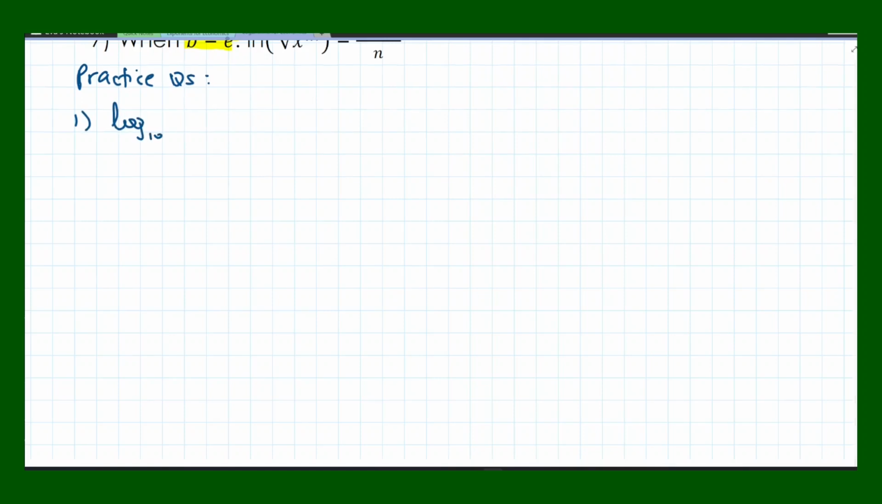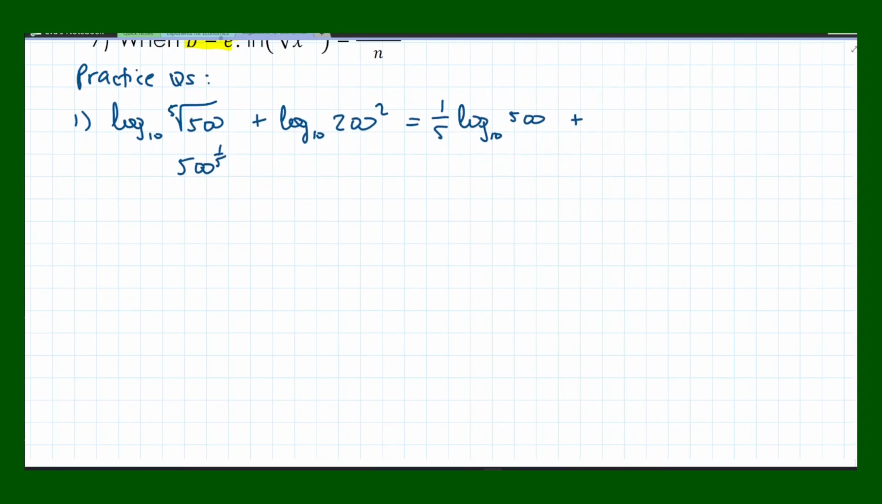So log base 10, 5th root of 500 plus log base 10, 200 squared. First, what I noticed is that the 5th root of 500 is 500 to the 1/5, and therefore I can bring out the 1/5 in front, and that's going to give me 1/5 log base 10, 500 plus the 2 from the exponent of the 200 can just come out straight, so 2 times log base 10, 200.